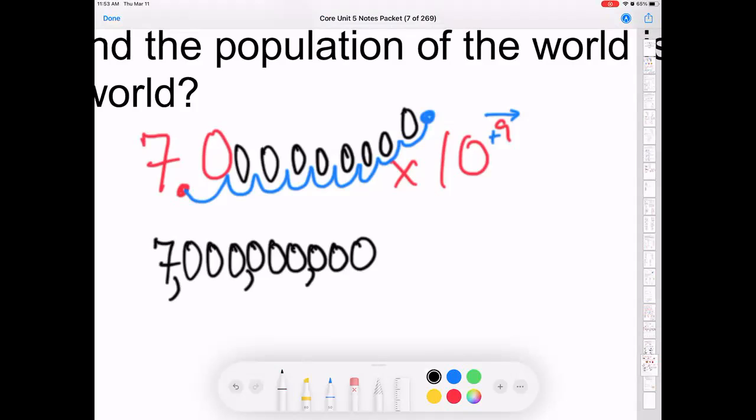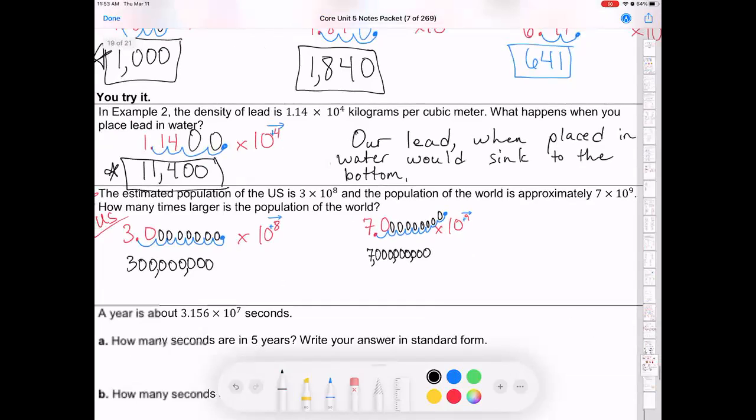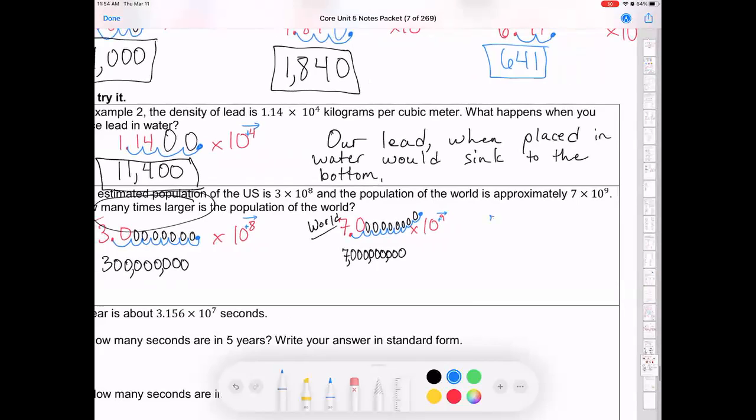Now the question becomes, how many times larger is the world population? Well, if you have the US's population compared with the world population, how would you find out how many more times larger the world's population is? Awesome job to that individual. It was suggested, just take the world population, 7 billion, that's 9 zeros, and divide it by the US's population, so 300 million.